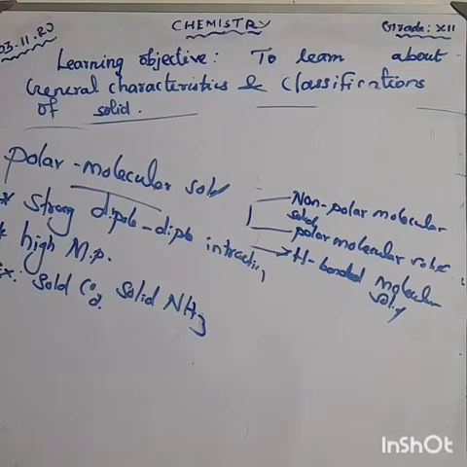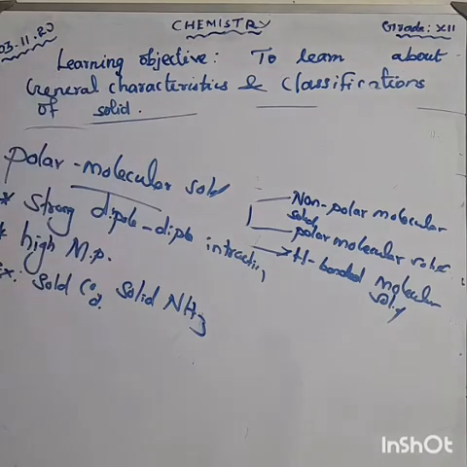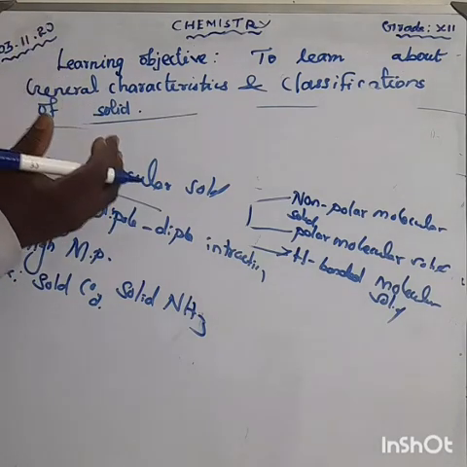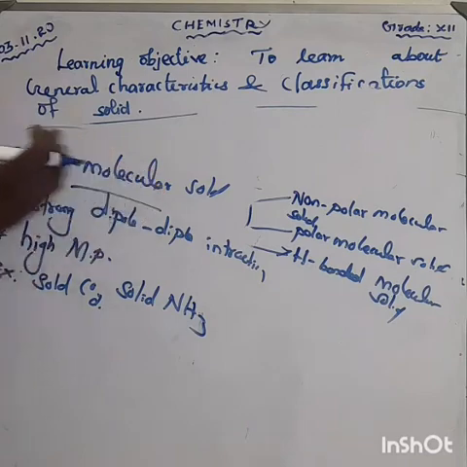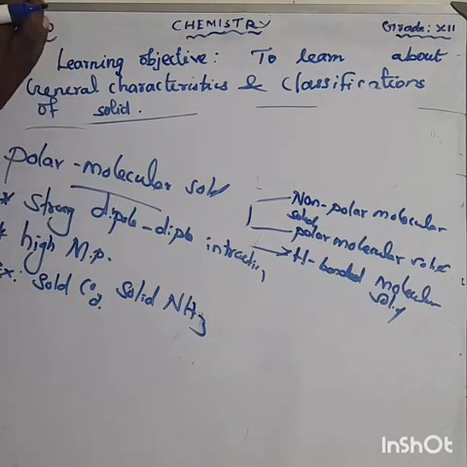Can you say a few points about the polar molecular solid? The constituents are molecules formed by polar covalent bonds. That is the definition. Here there are relatively strong dipole interactions, the melting point is very high, and the examples are solid carbon dioxide and also solid ammonia.